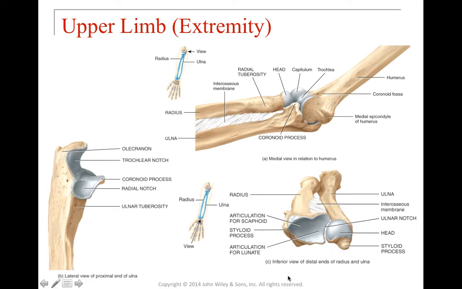Okay, if we are looking from an inferior view of the distal ends of the radius and the ulna, instead of having the proximal end, which is what's going to interact with the elbow, this is going to be the distal end. It's going to be interacting with the wrist. So again, the radius and the ulna come down from the elbow to the wrist, with the interosseous membrane connecting them. And we have this region here, the articulation for the scaphoid bone, and then we also have articulation for the lunate. And here's the ulnar notch, which is where the ulna and the radius are going to interact with each other. The ulnar notch is on the radius, allowing for the head of the ulna to interact here. The ulna also has styloid processes that stick off here, and so does the radius as well.